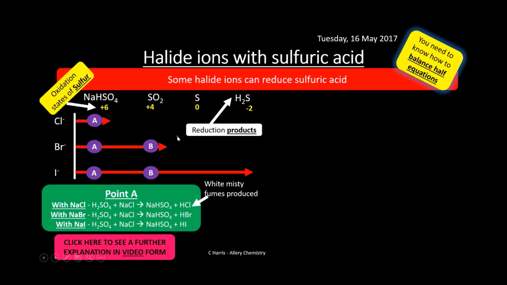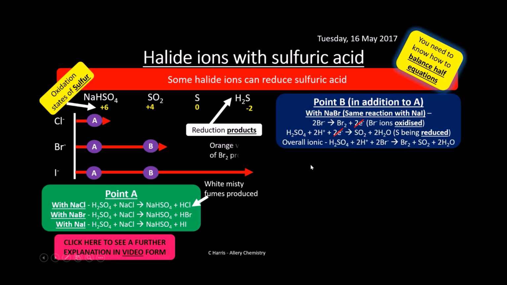So let's have a look at these two. Bromide ions will produce sulfur dioxide, and iodide ions will produce sulfur dioxide. So let's see the equations. Now this is where we do get half equations, and we need to know how to balance them. This is at point B, so this is in addition to A. Okay, it's not instead of, it's in addition to. So with sodium bromide, let's have a look at the reactions here.